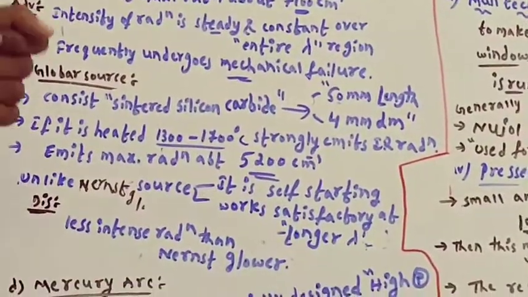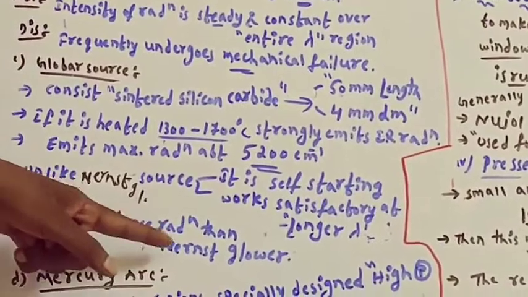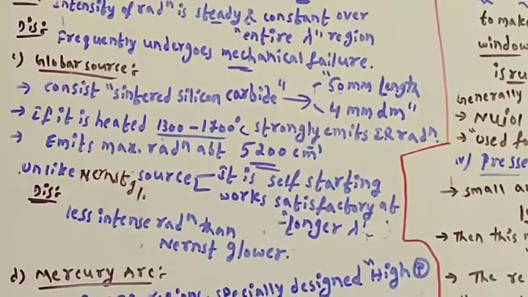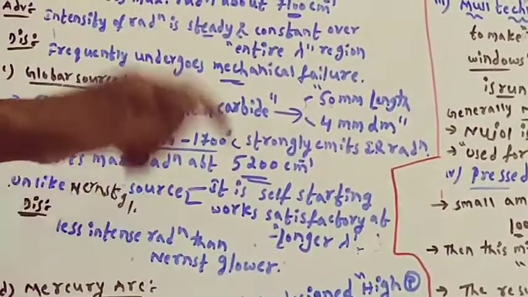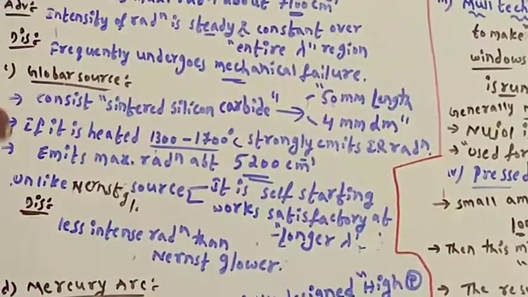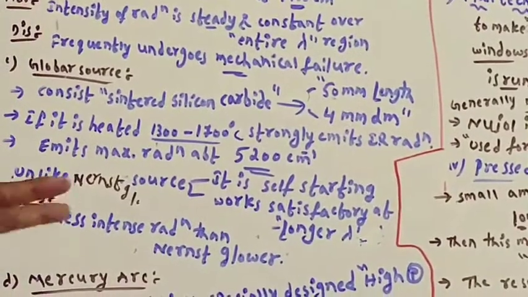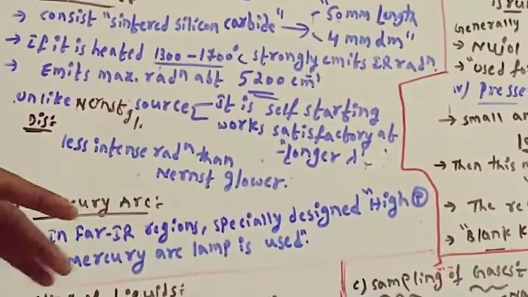Then the disadvantage: the Globar source provides less intense radiation than the Nernst Glower. That is the thing. Then the fourth one is the mercury arc lamp.